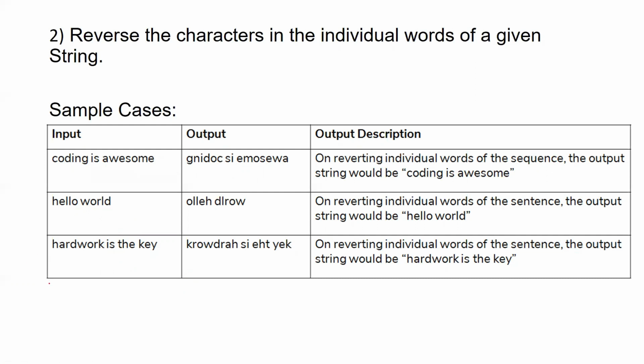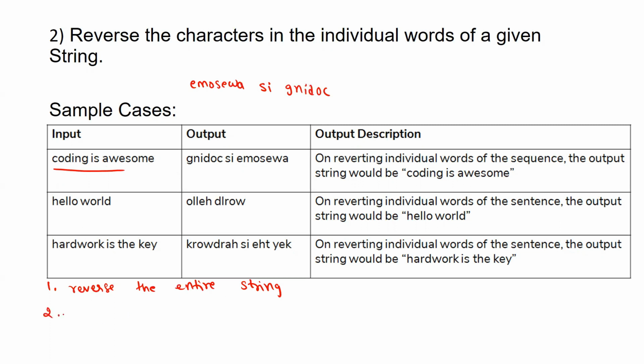Now we'll try to make it simple by writing the steps one by one. So the first step of the algorithm that we are trying to learn is that we have to reverse the entire string. If we reverse the entire string, what will happen? If you take this as an example, we get EMOSEWA, then a space, then SI, then GNIDOC. So first we will reverse the entire string.